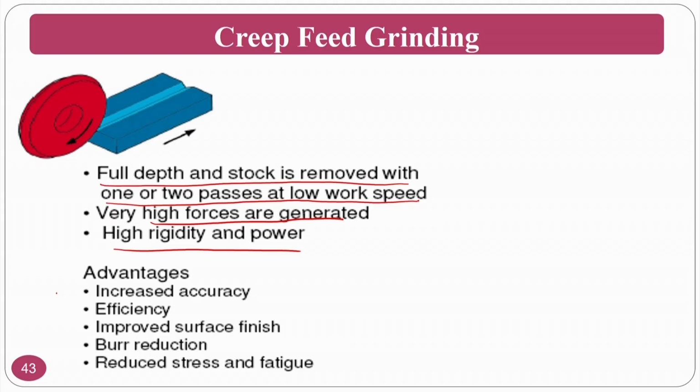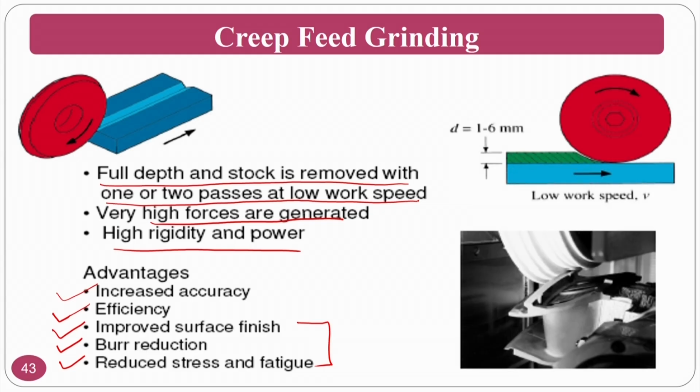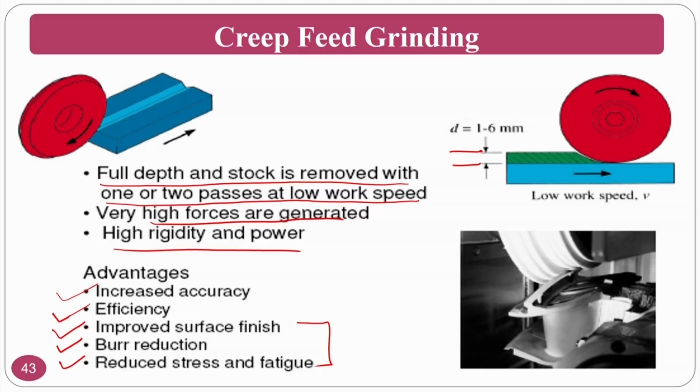The advantages of this process: increased accuracy, increased efficiency because material removal is very high, improved surface finish. In some cases the surface finish will be improved, along with burr reduction compared to other processes, and reduced stress and fatigue. Some of these may not be true for all cases, but the basic advantage of creep feed grinding is that the stock removal is very high. You can see here the depth of cut is 1.6 mm. Normally even in a lathe you do not give that much. If you do, there is a danger of the grinding wheel bursting. For that purpose you should have specially designed and fabricated grinding wheels. That is the beauty of creep feed grinding.